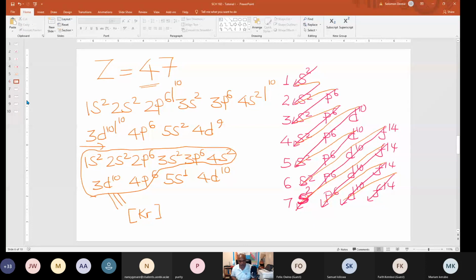Then 5s1, 4d10. So when you abbreviate, of course, it will be Kr. Then you have the S. In the S subshell, we only have one orbital, and then that one has got one electron.